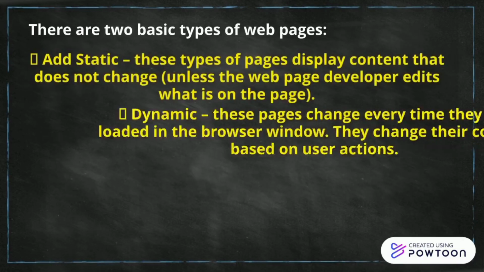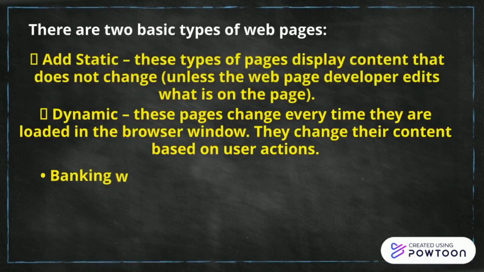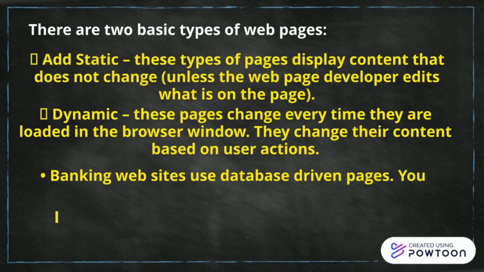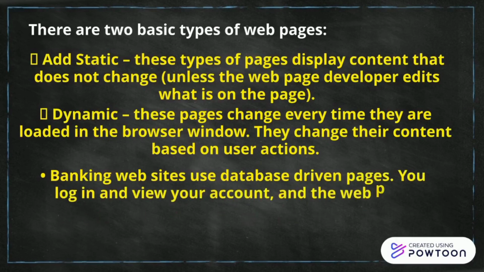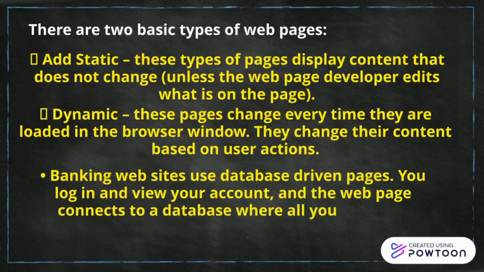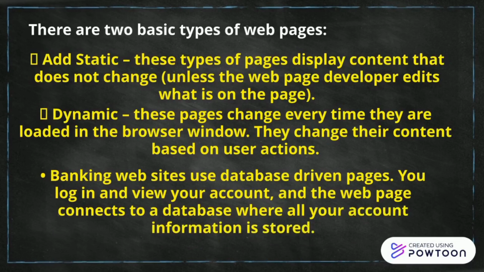There are two basic types of web pages. Static: these types of pages display content that does not change, unless the web page developer edits what is on the page. Dynamic: these pages change every time they are loaded in the browser window. They change their content based on user actions. Banking websites use database-driven pages. You log in and view your account, and the web page connects to a database where all your account information is stored.